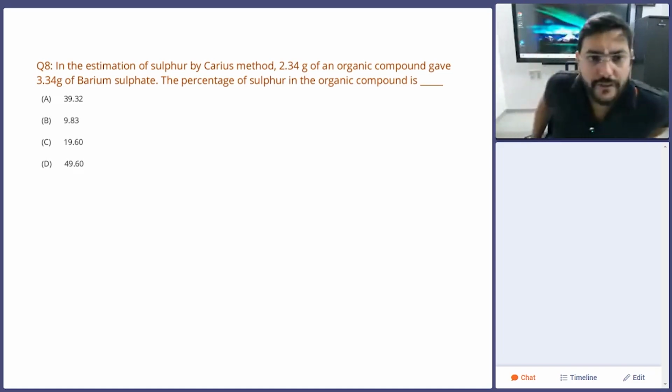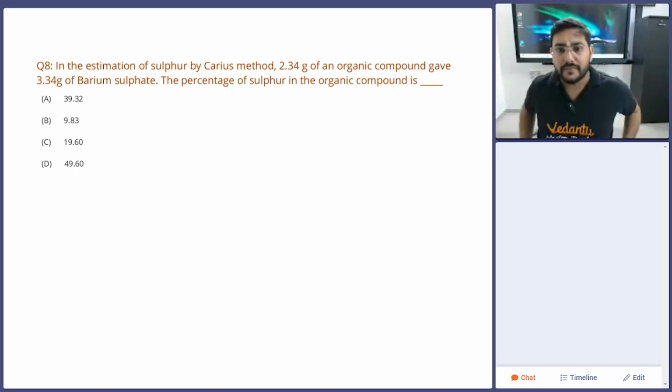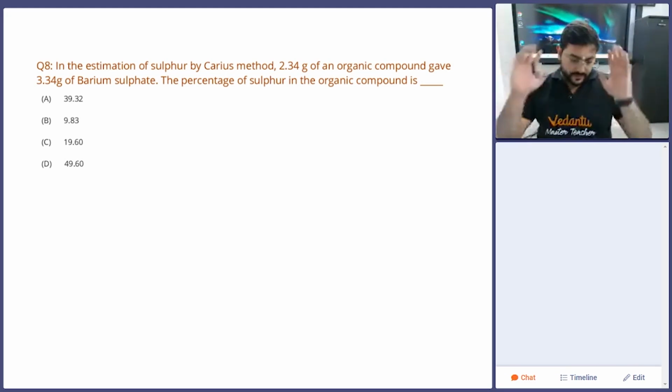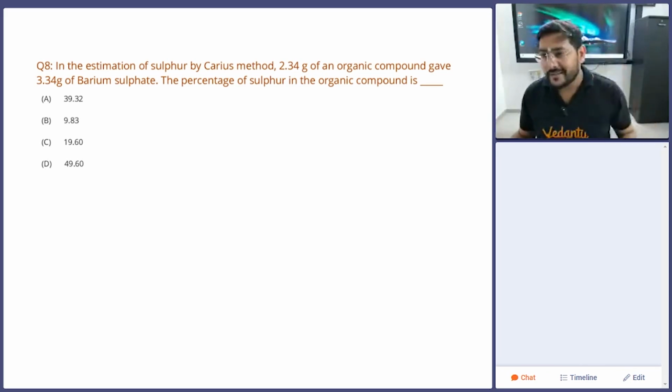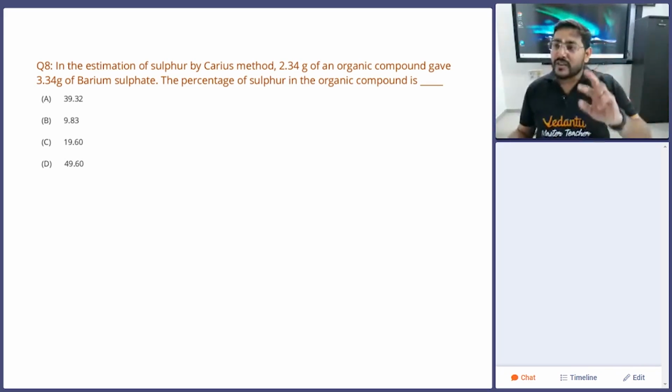In estimation of sulfur by Carius method, 2.34 gram of organic compound gave 3.34 gram of barium sulfate. The percentage of sulfur in the organic compound is? Now, this is the easiest question. First of all, there are some students who don't know about the Carius method. You do not have to worry about that. I'm giving you that leverage, but you should study that point. This question can be directly solved from the mole concept also.